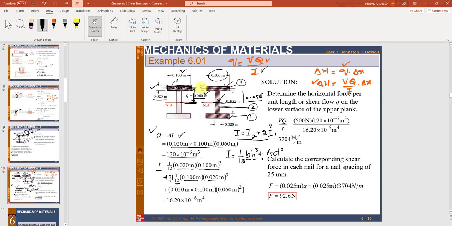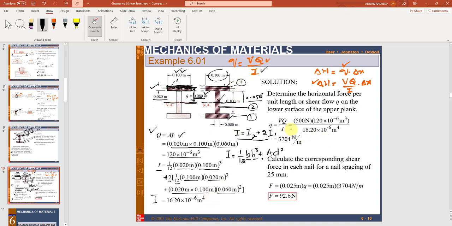Now what is the area of this? It is 0.100 into 0.020, that is written over here. And D square, D is the distance from neutral axis to the section centroid, which is 0.060. So all the values are now available. If you calculate them, I will be equal to 16.20 into 10 raised to power minus 6 meter 4. Now we have V, we have Q, we have I.